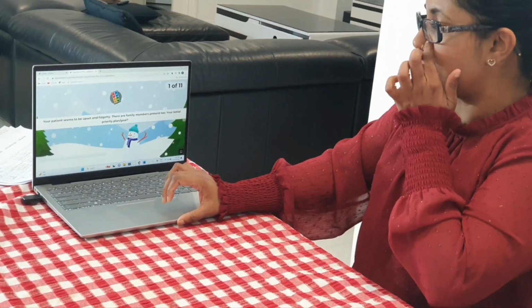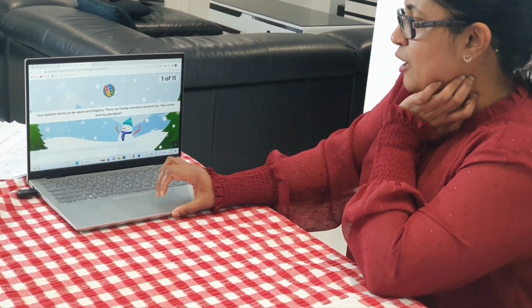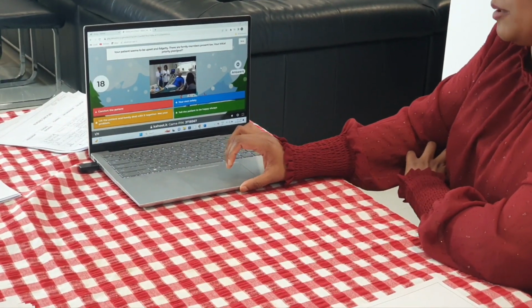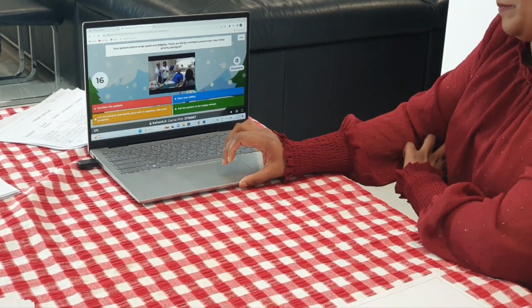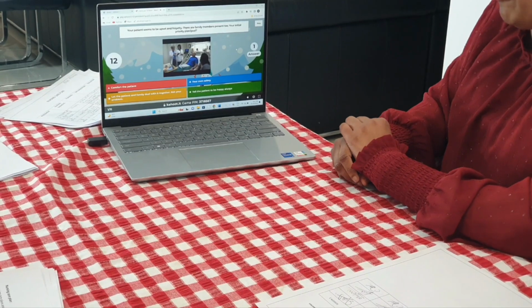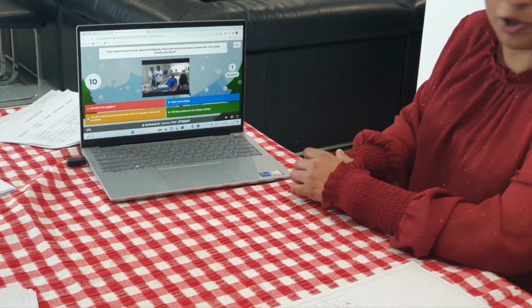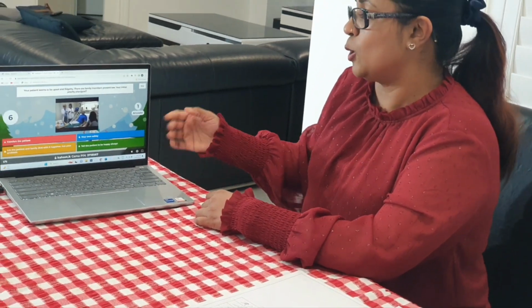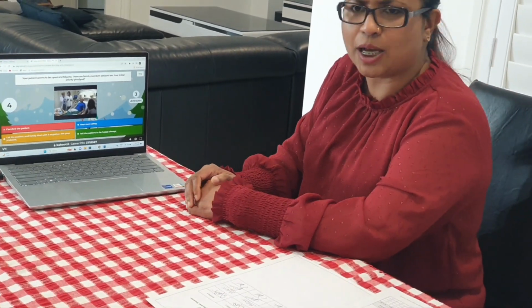Your patient seems to be upset and fidgety. There are family members present too. Your initial priority plan goal will be? Is it comforting the patient? Let the patient family deal with it together. It's not your problem. Is it your own safety the main priority? Or tell the patient to be happy all the time?